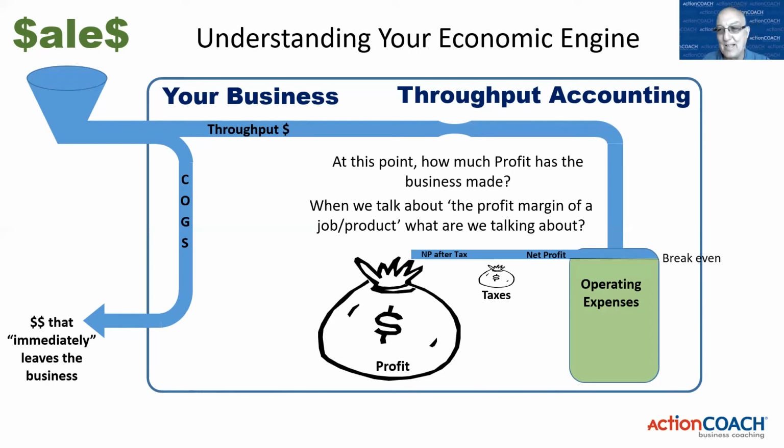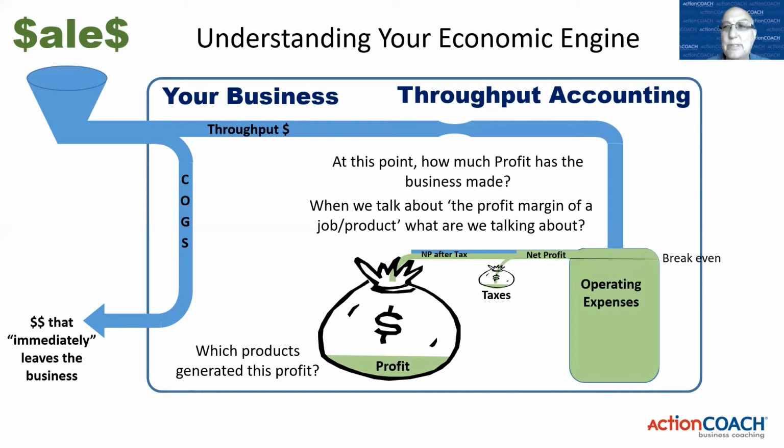But for now, at this point in the month, we have now paid all our bills. Any additional product we sell, the throughput dollars overflow the operating expense bucket, and a little bit trickles off into taxes, and the remainder ends up in our profit bag, right? And that's what we want. Our goal in business is to make profit, right? So this is a much simpler picture.